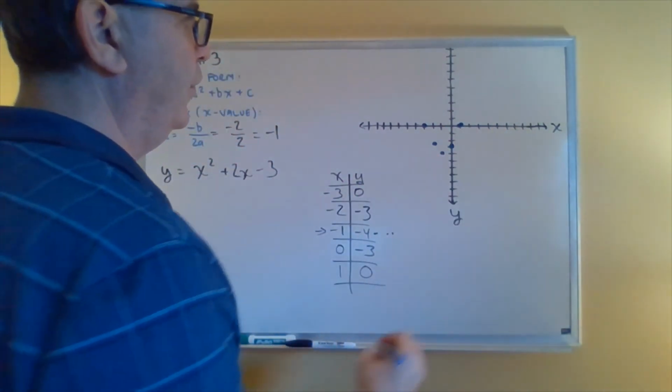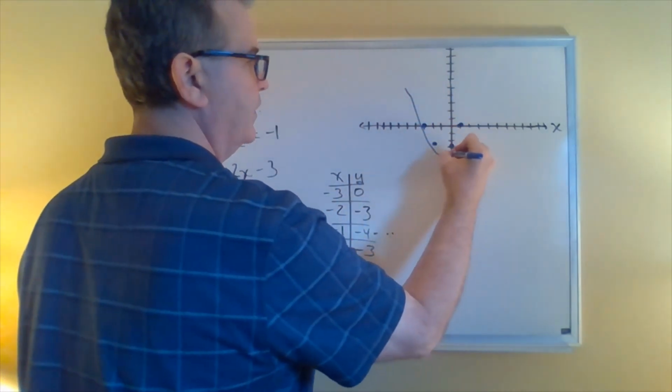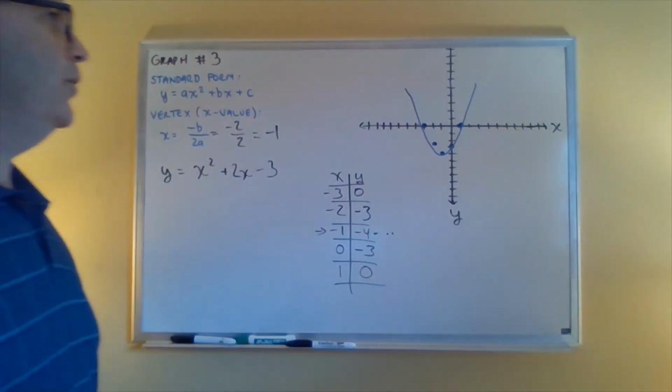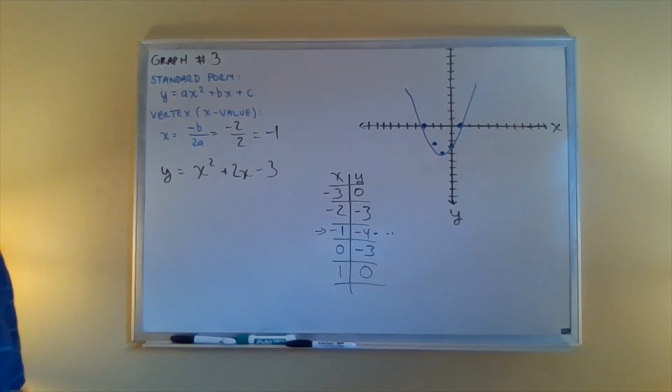So there are my 5 points. Now I'm going to connect the dots. And there's what my parabola looks like for number 3.